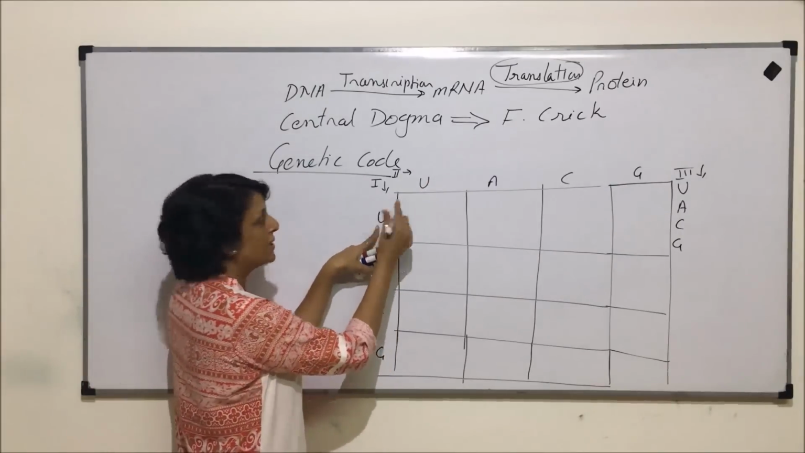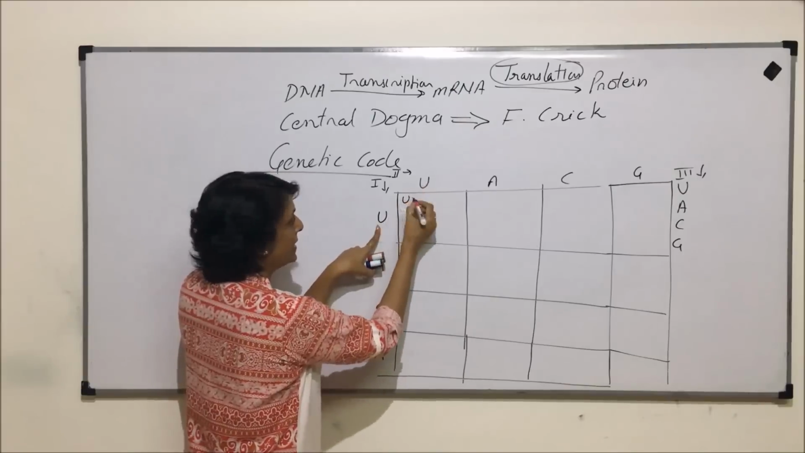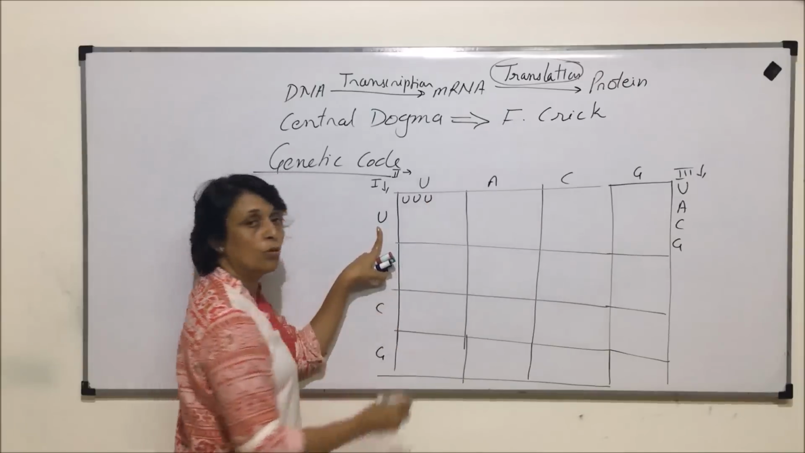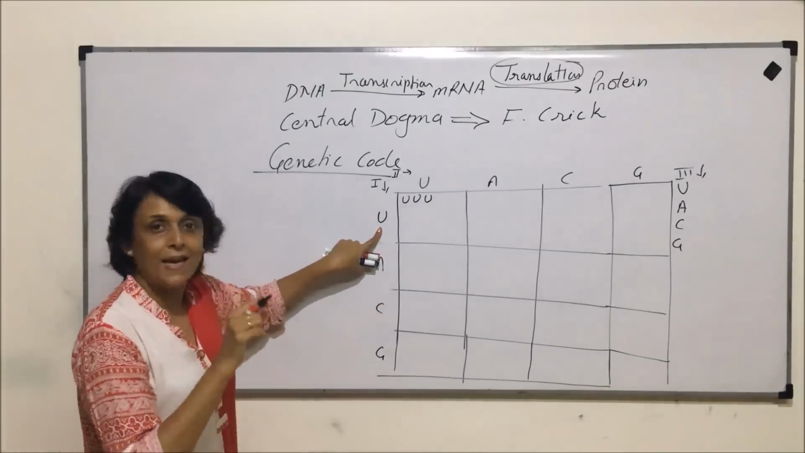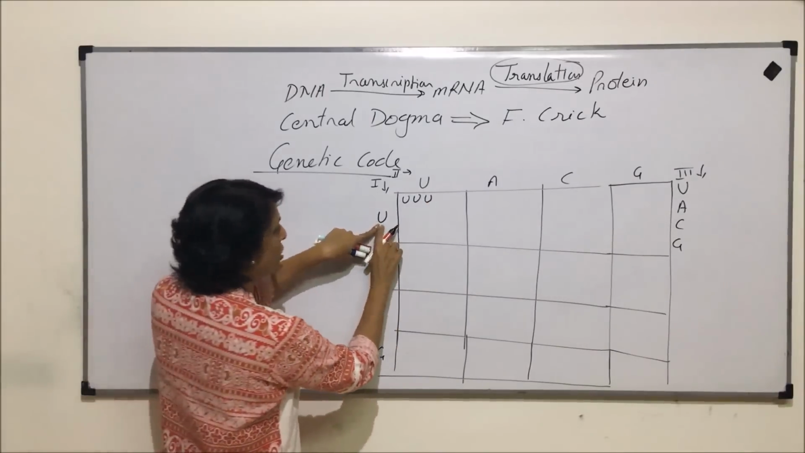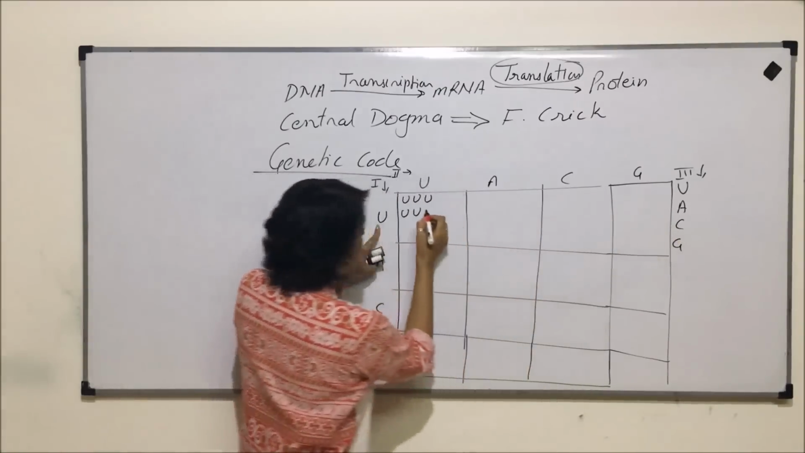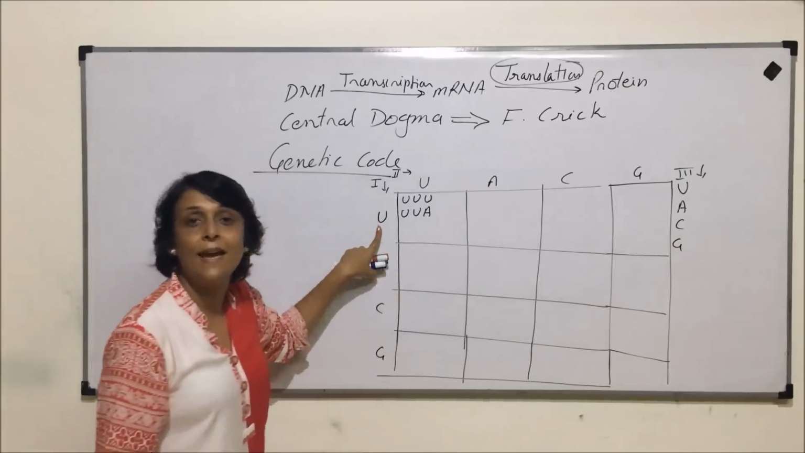So first alphabet is this U, the second is this U, and the third one is this U. So it is U, U, and U. The second combination that we will get is this U as first, this U as second, and from here we are going to get A. This is the second code.